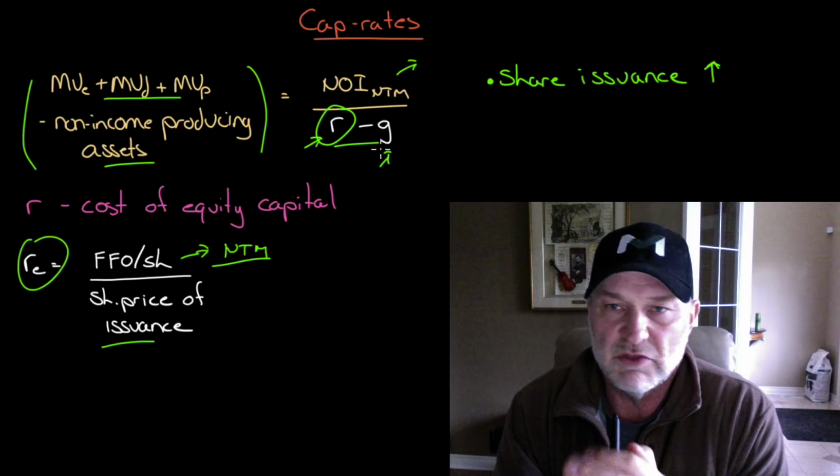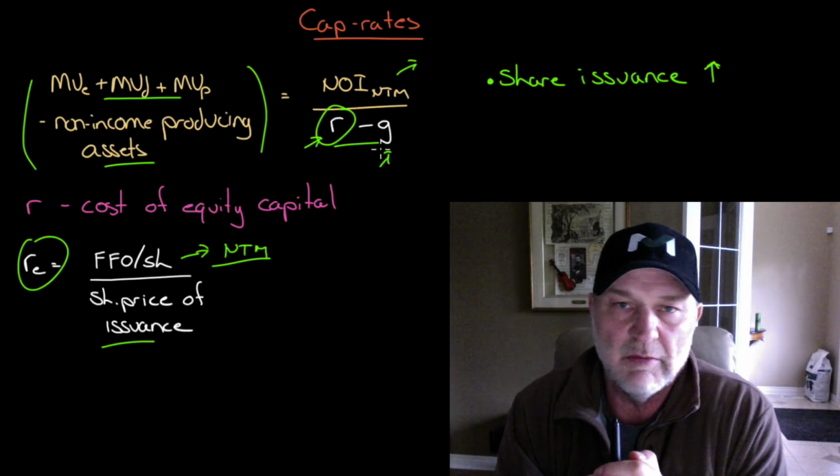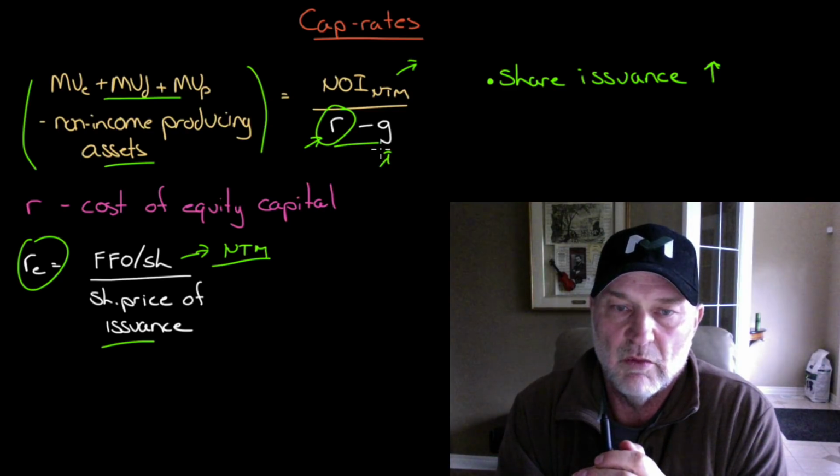For our purposes, we don't need to come up with a number. We just need to come up with a direction. What's going to happen to G? G is going to be lower. What's going to happen to R?